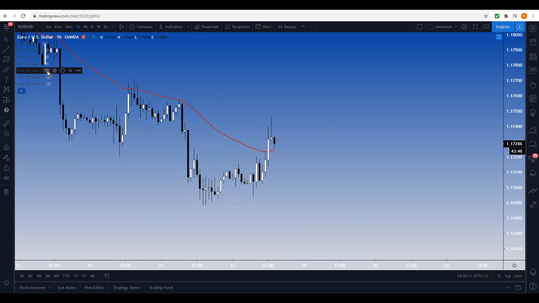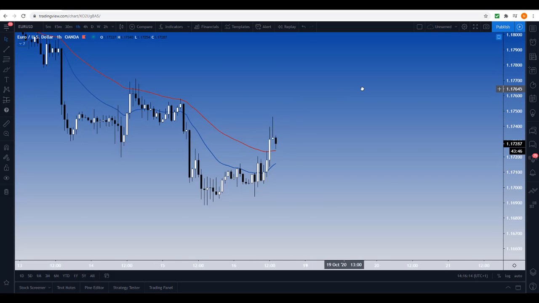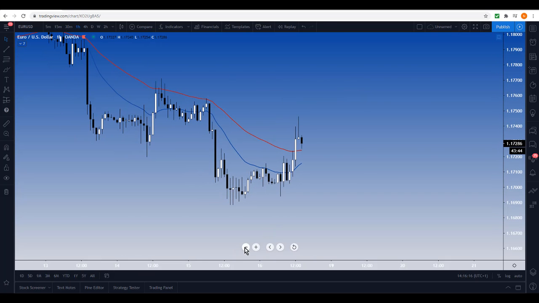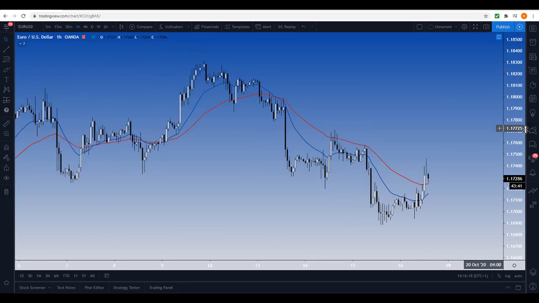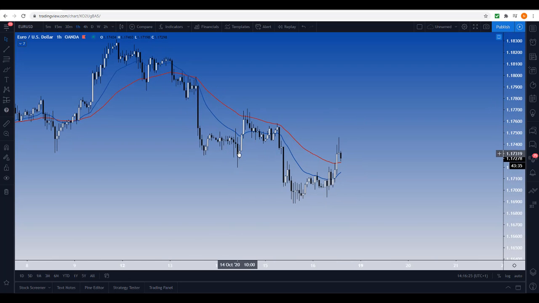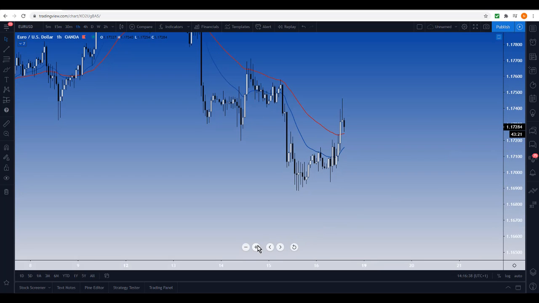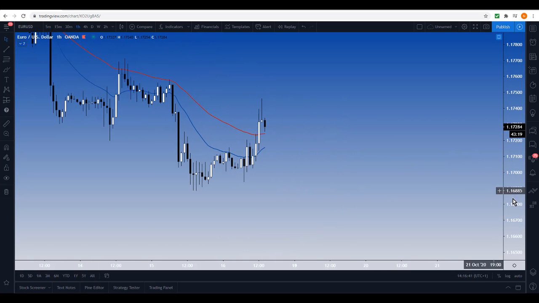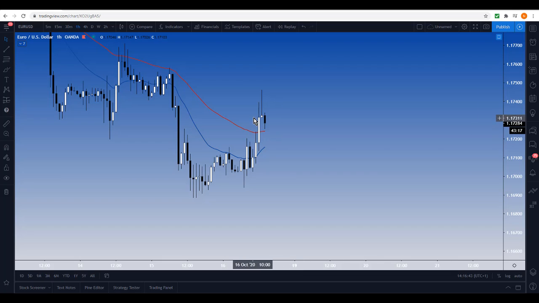I'm going to put on a 50 and a 20, and we can actually see that we've had a nice cross of the EMAs, and this is the correct order for a downtrend. You can see here this impulse down, price came into the 50 EMA here and then started to reject. Took a couple of hours and then it started to reject. Now we've had a push up past the 50 EMA, but it looks like price is what we call exhausted, or price exhaustion.